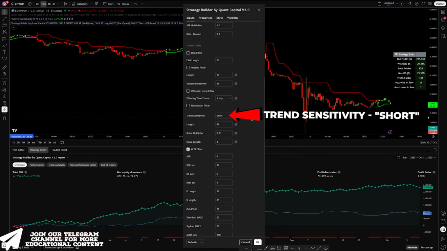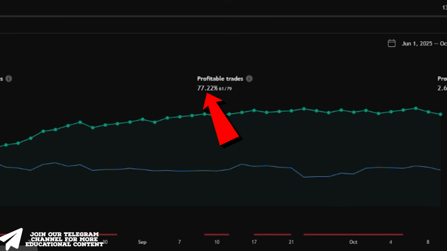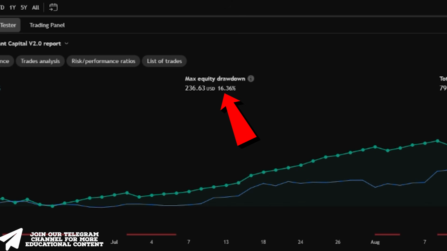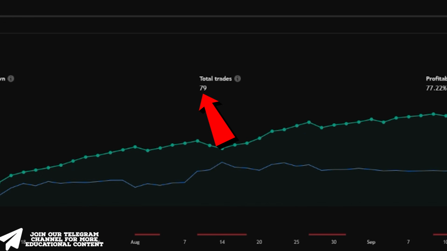Set the trend sensitivity to short and change the length to 97. We boosted the win rate to over 77%, lowered the max drawdown further to 16%, and got nearly the same net profit with almost half as many trades.